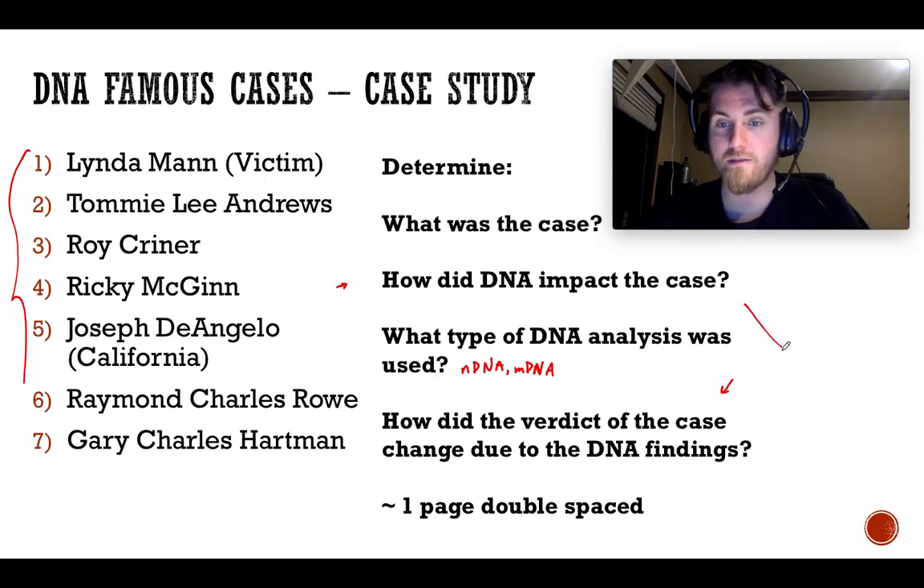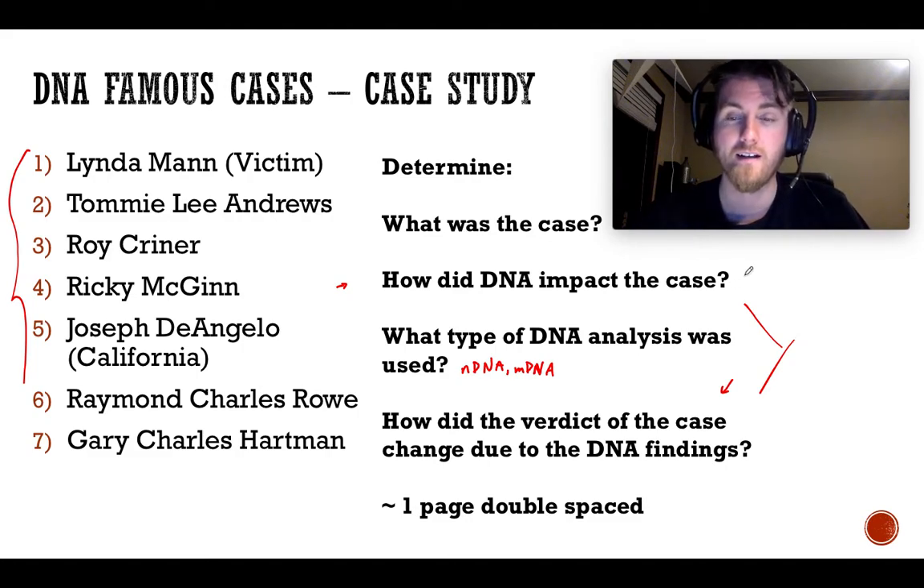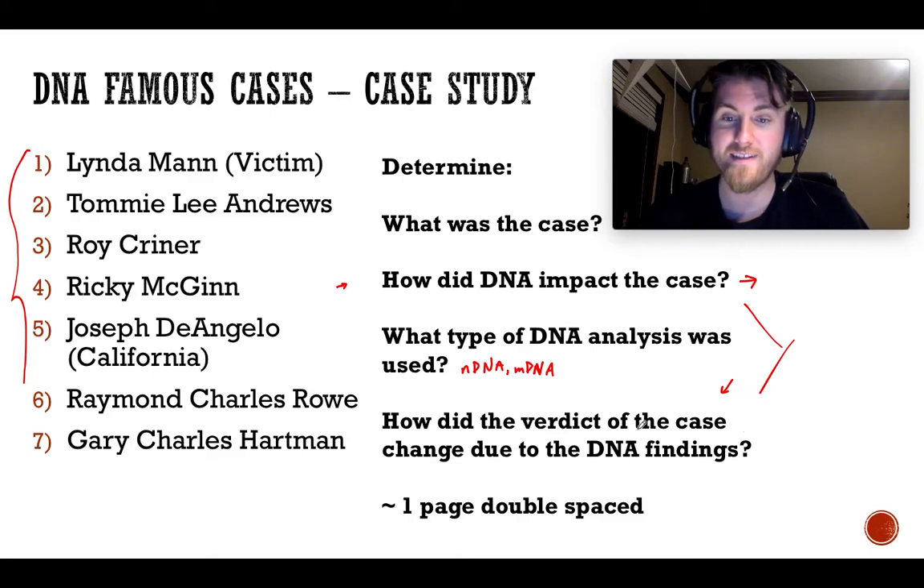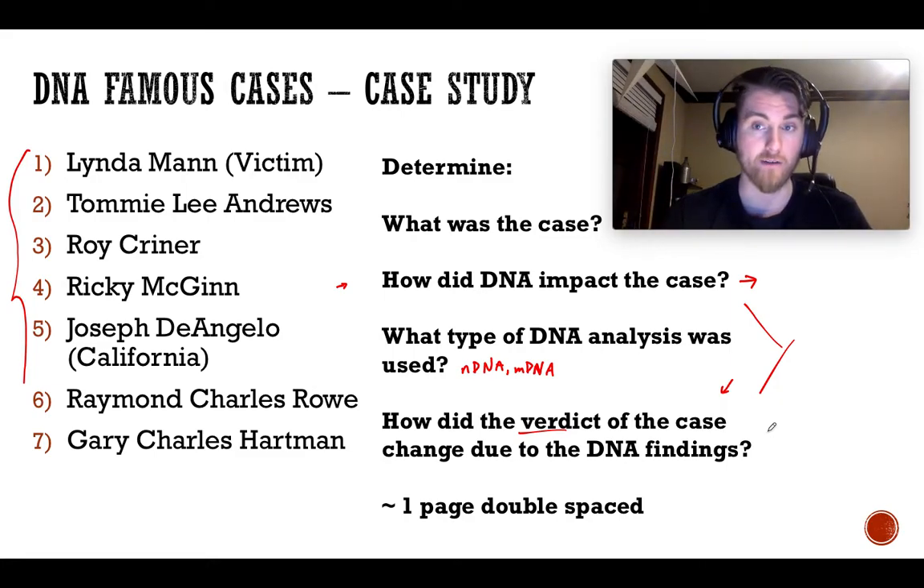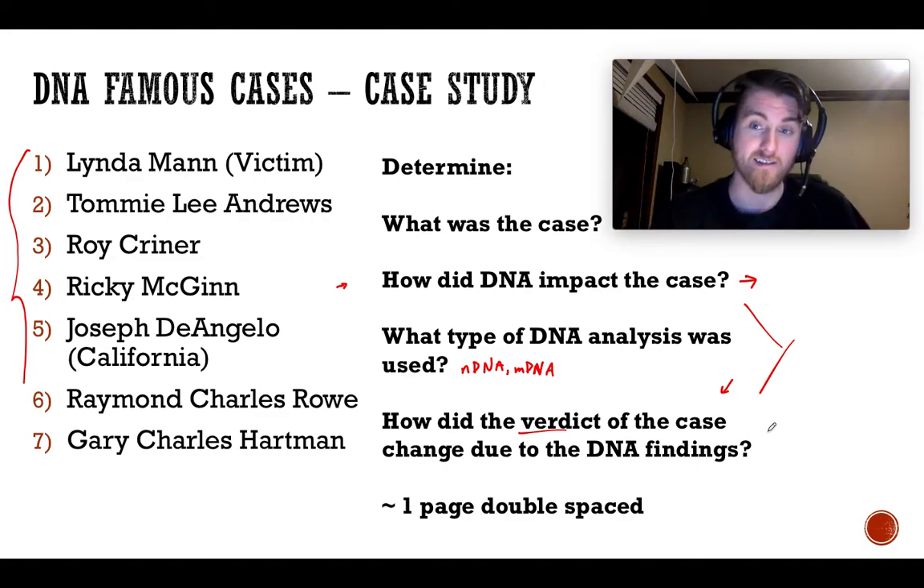Now, I know that these two questions can be a little bit conjunctive, and what I mean is they intersect with each other a little bit, and that's okay. But specifically, I want you to think here of DNA impacting the case itself. I think about the crime, of how did that crime forensically occur, and what did DNA do for that crime? And then here, this is really verdict. I think of this more as judicial, more legal, of did they get another appeal? Were they exonerated? Were they acquitted? Were they convicted? What exactly happened because of this DNA?